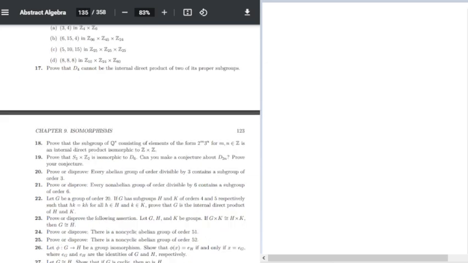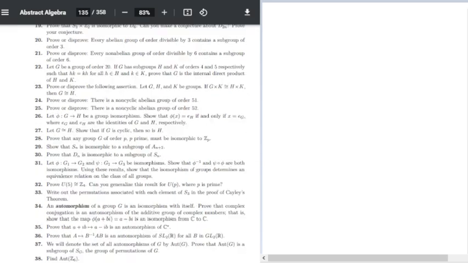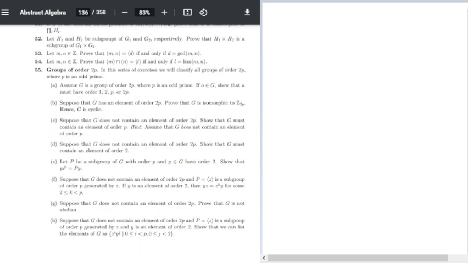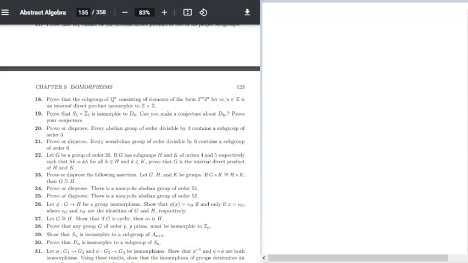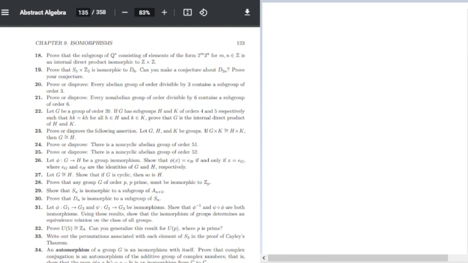Prove that D4 cannot be the internal direct product of its proper subgroups. Alright, these look like better things, including this one. This looks like a really good exercise. Prove that the subgroup of Q star consisting of the elements 2 to the m, 3 to the n for m, n is an internal direct product isomorphic to Z times Z.